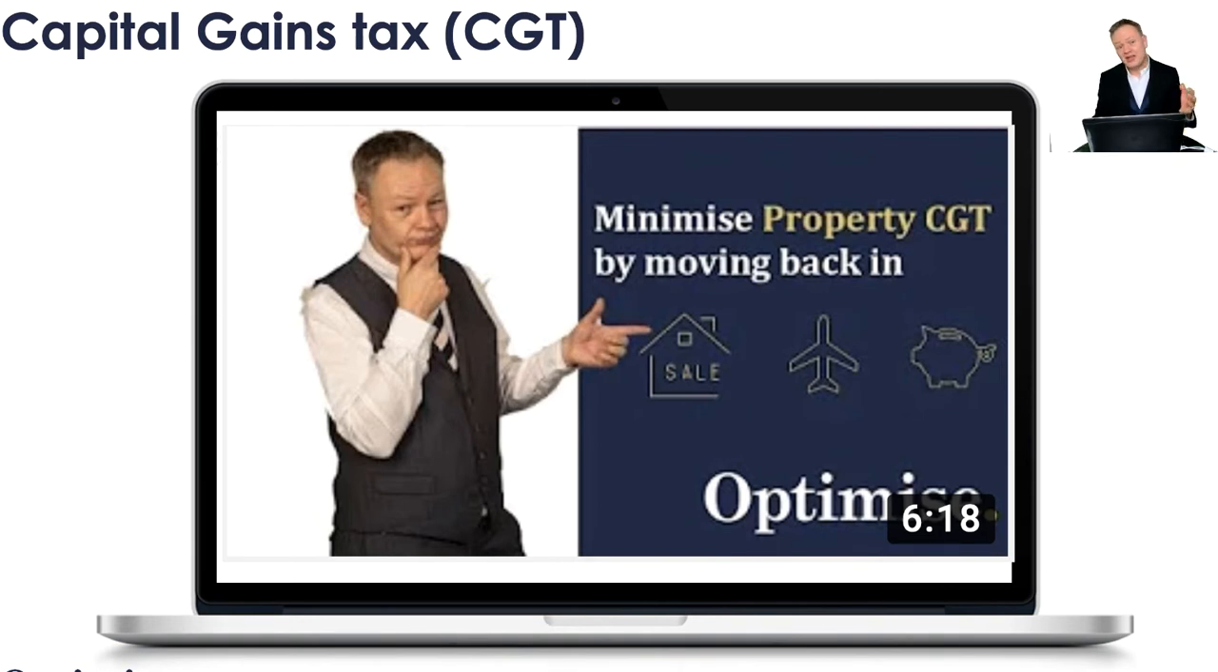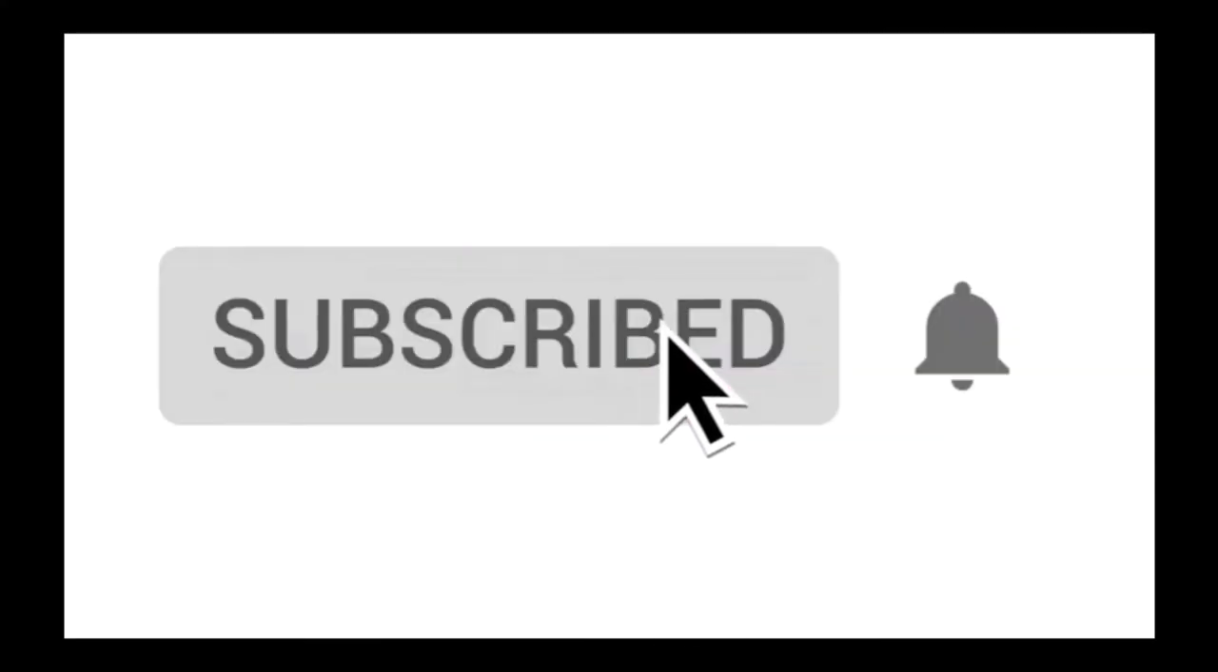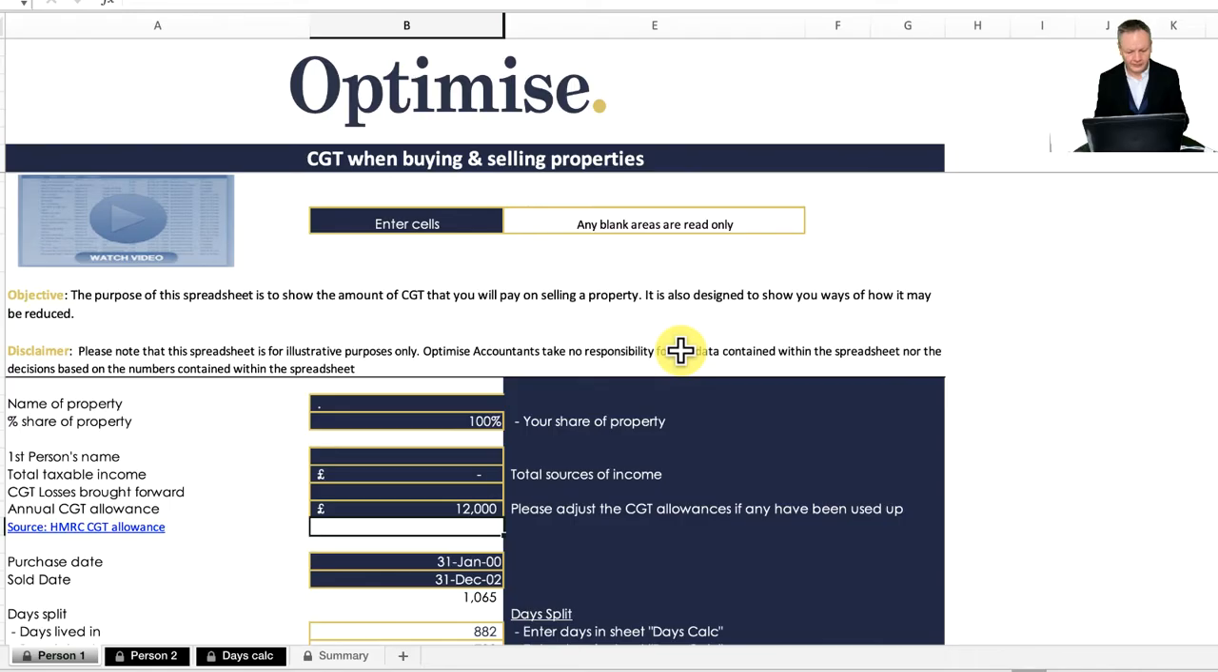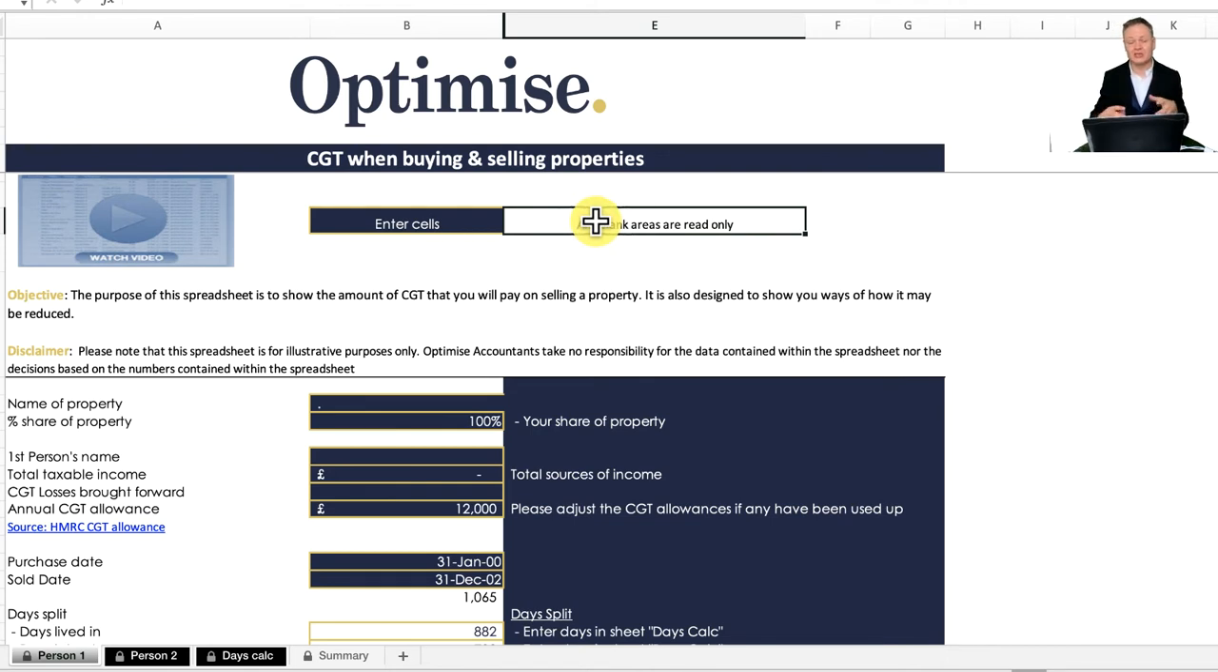So, okay, enough videos for now. Let's get into the spreadsheet to find out how to minimize your CGT. So as you can see by this spreadsheet, you are going to enter any details in a blue shaded area, and please do not try and include any details in the white shaded areas because these are meant to be protected and they are formula based. So ultimately they give you that tax calculation.